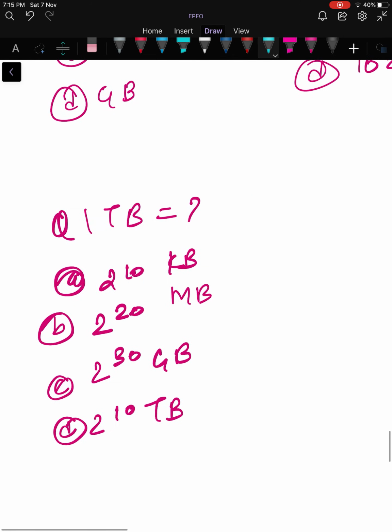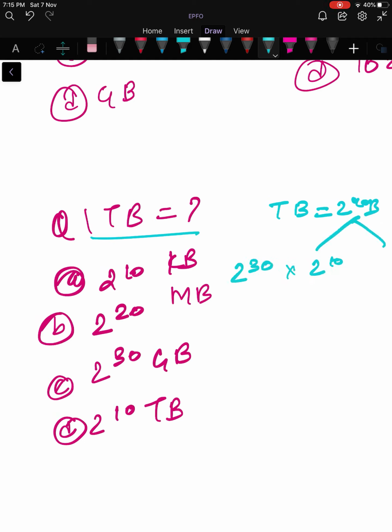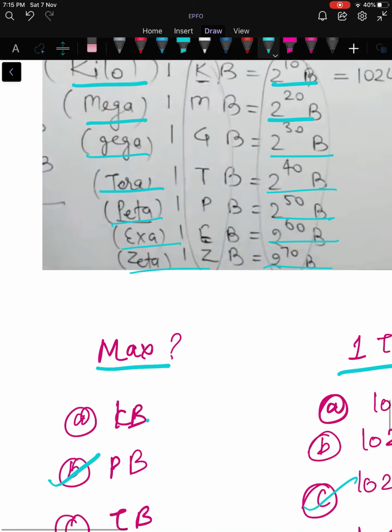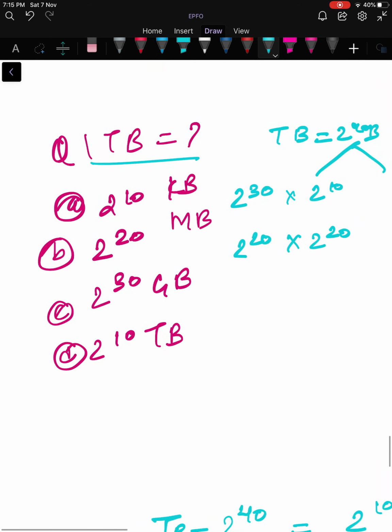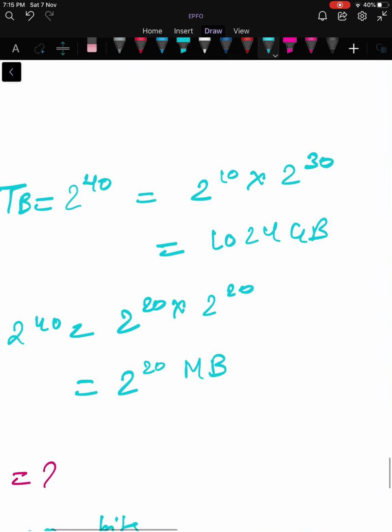Now there is one more question. 1 terabyte in the form of this. We know that 1 terabyte can be written as 2 to the power 40 bytes. So it can be written as 2 to the power 30 times 2 to the power 10, but can also be written as 2 to the power 20 times 2 to the power 20. What is 2 to the power 20? 2 to the power 20 is a megabyte. So the answer in this form is 2 to the power 20 megabytes.